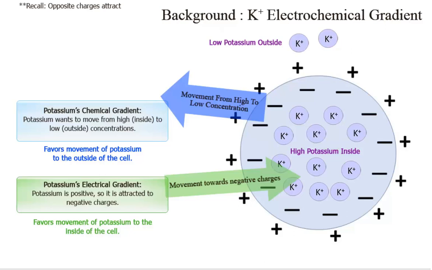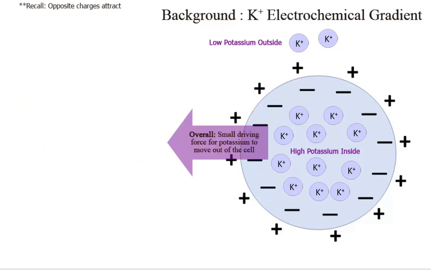If we were to add these two together, overall, potassium has a small driving force for it to leave the cell, so to move from the inside to the outside of the cell. It doesn't have as strong of a driving force as sodium, so it doesn't want to move as rapidly or as quickly out of the cell as sodium wants to move into the cell. Nevertheless, if you open a potassium channel, regardless of the type, potassium will flow out of the cell.